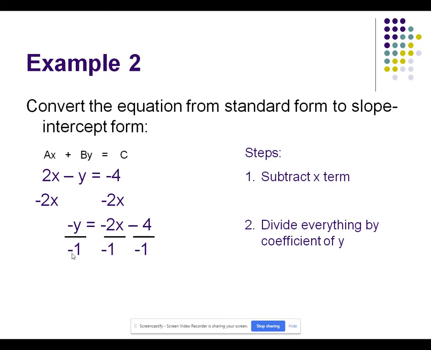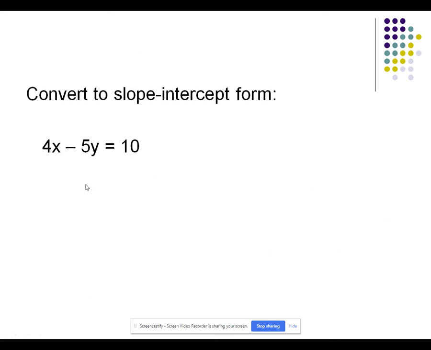Negative and a negative make a positive 1. A negative 2 and a negative 1. 2 negatives make a positive. 2 divided by 1 is 2. Negative and negative make a positive. 4 divided by 1 is 4. So there's your answer. 2 steps, all you've got to do. All right. Let's look at another one.